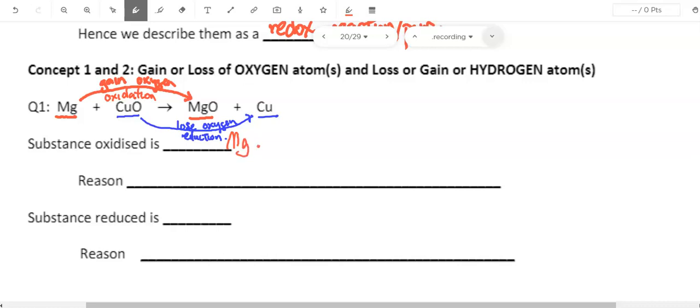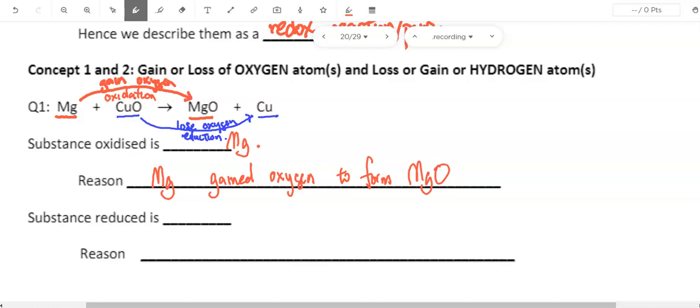So how exactly to write the reason? The way to write it is as such. So we're going to write Mg. Okay, so substance oxidized: Mg, magnesium. Reason is because magnesium gained oxygen to form MgO. Okay, that's how you go about writing the reason. I'll explain a little bit more later on.